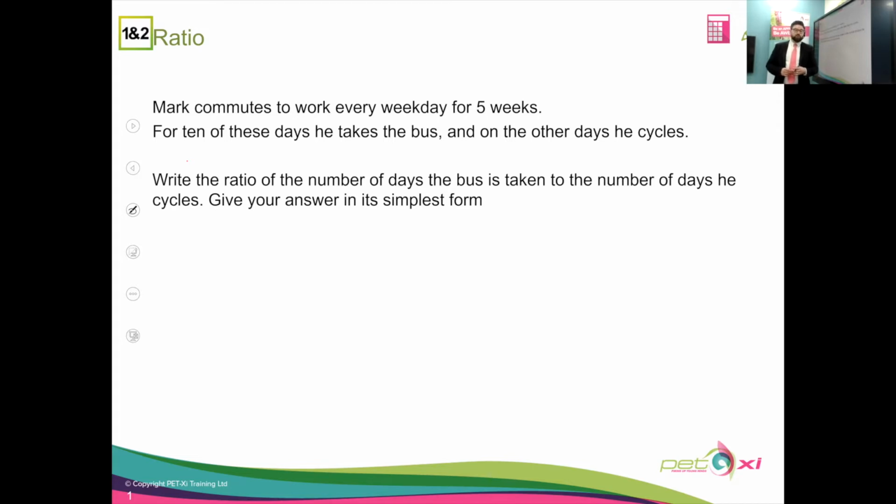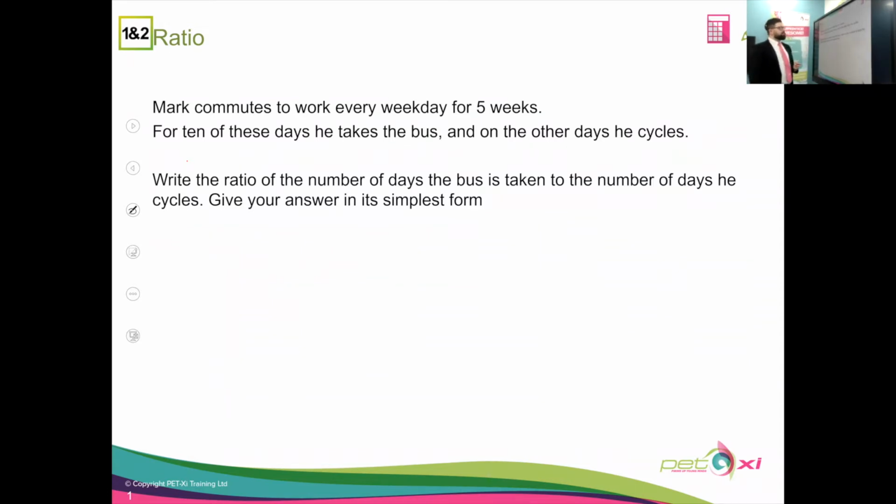So first of all, we're going to take a look at ratio. Now, with any of these functional skills questions, the best thing to do is to read the question first, then go back, read it again, and underline or highlight any information that we feel is necessary for us to find our answer. So let's read the question first.